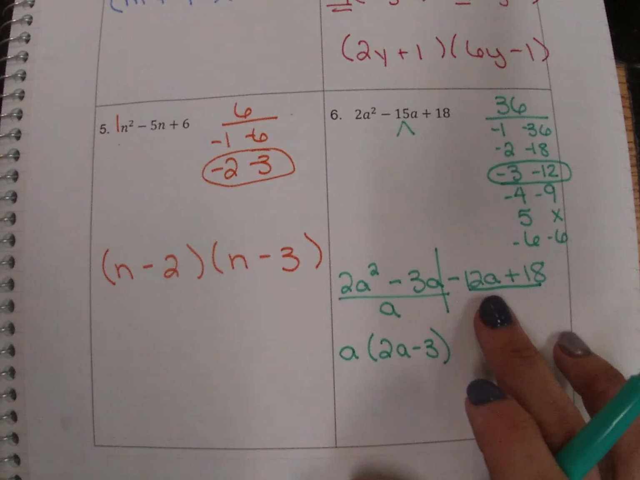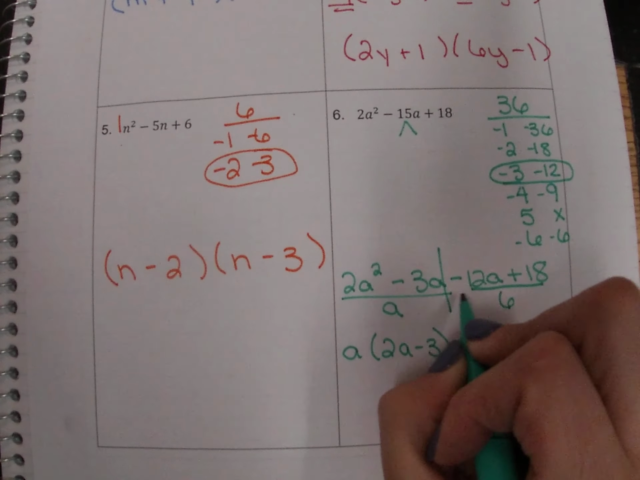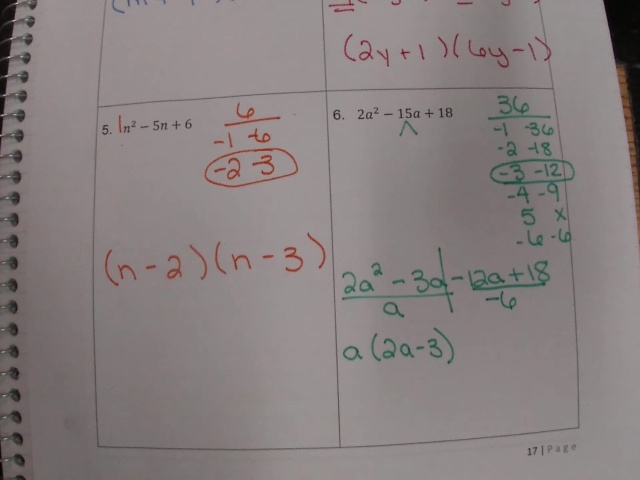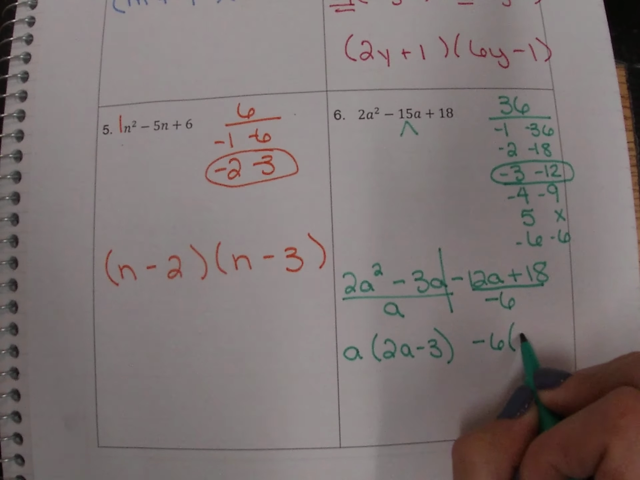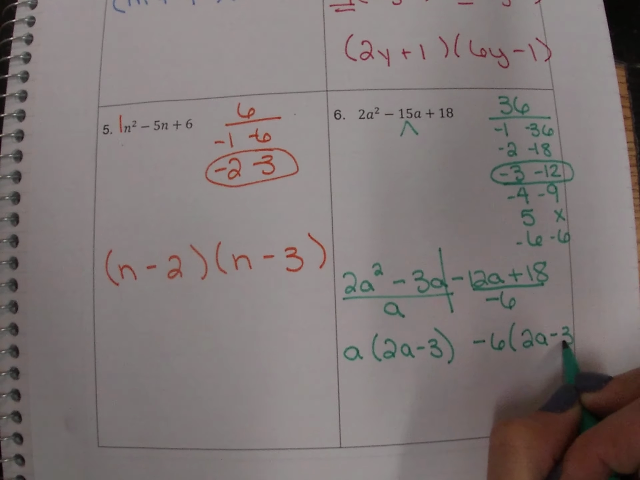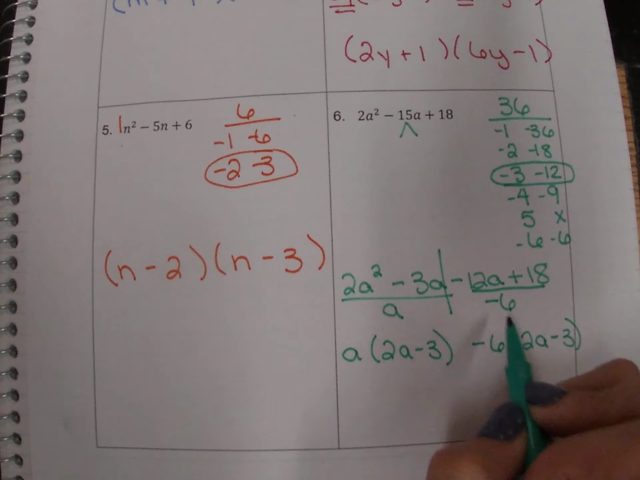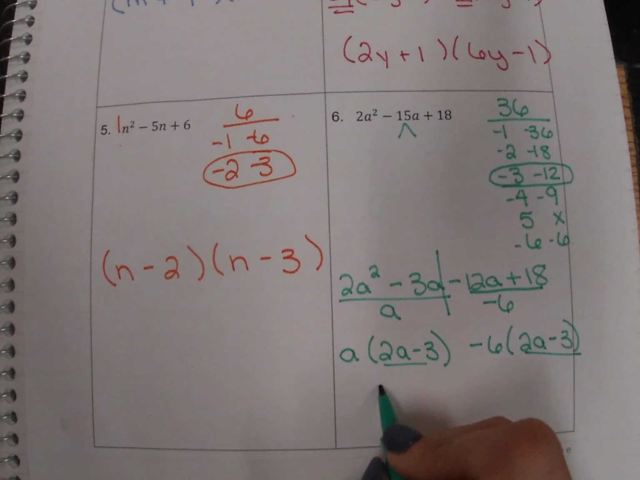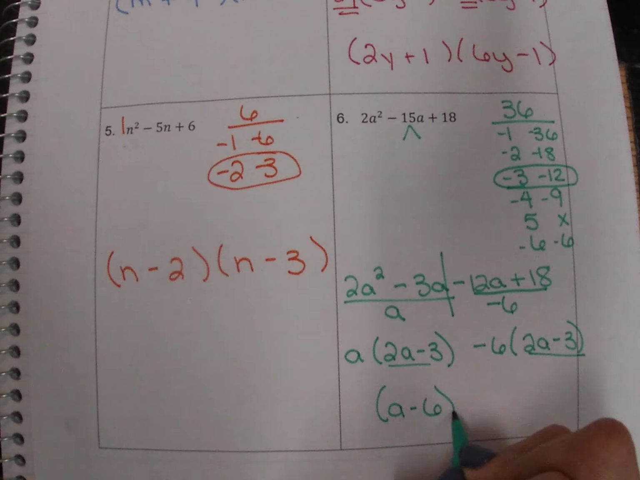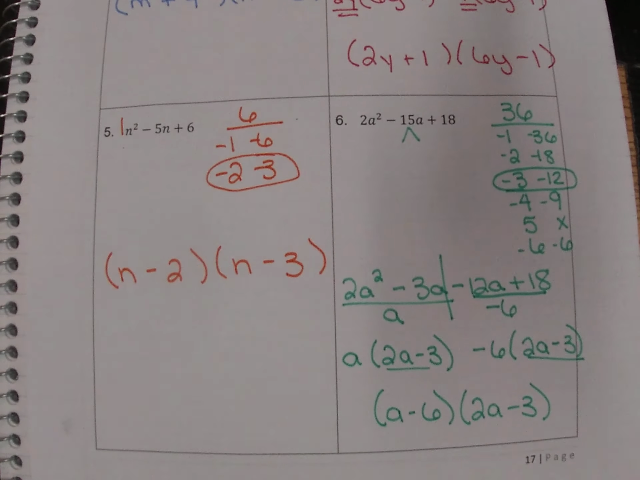On the right-hand side, what goes into 12 that also goes into 18? Well, we can pull out a 6, but because this leading one is negative, we need to pull out a negative 6. A negative divided by a negative is a positive. And a positive divided by a negative is a negative. So we have matching binomials. So put our GCFs together for an a minus 6 and a 2a minus 3.